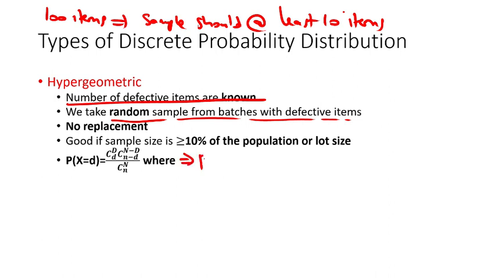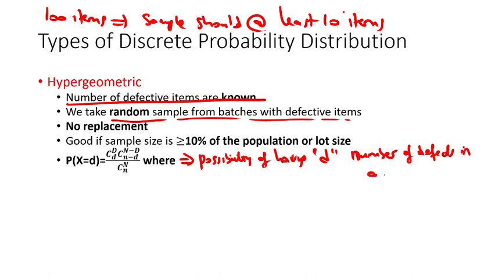It says the possibility of having a number of defects in a sample. So if I draw a sample, what is the possibility of having d defects? d can be 1, 2, 3, 4, 5 or 0, meaning there is no defect. The C is the combination, which is n factorial over r factorial times n minus r factorial, and for this one you can use Excel.